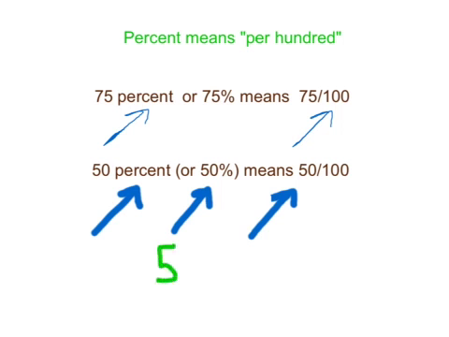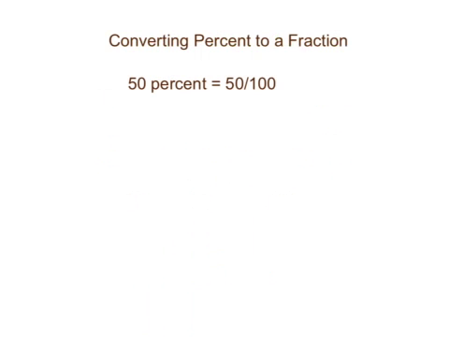It's 50 over 100. It's as simple as that. When we write 50% as 50 over 100, the fraction 50/100ths, we've already converted it to a fraction.